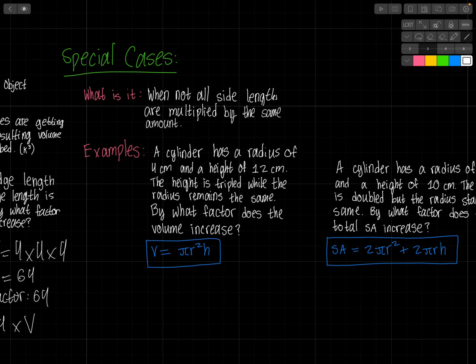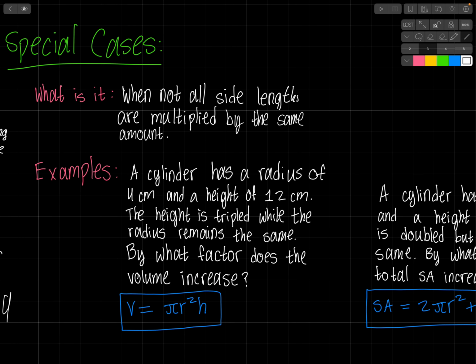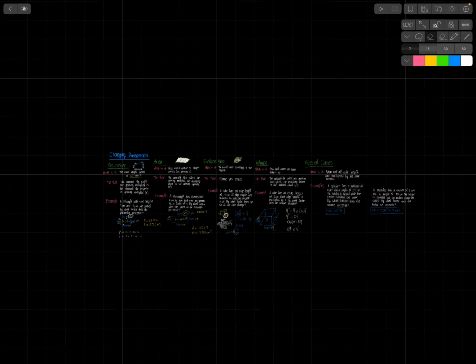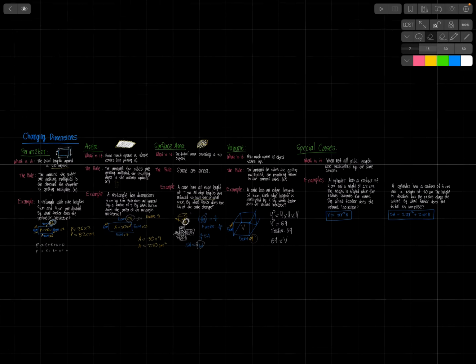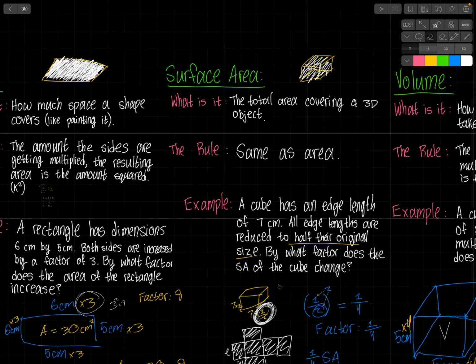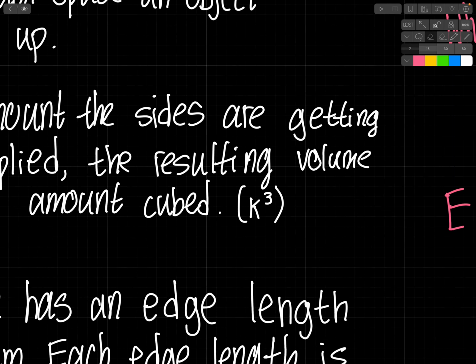All right, now let's get into special cases. So this is when not all side lengths are multiplied by the same amount. Now let's hop on to why. Why is it that these work? Like k and then k squared. Why is it k squared? And why is it like k cubed? Why is it like this?